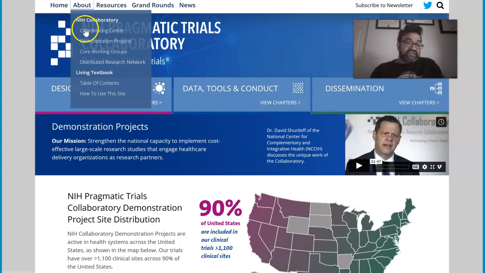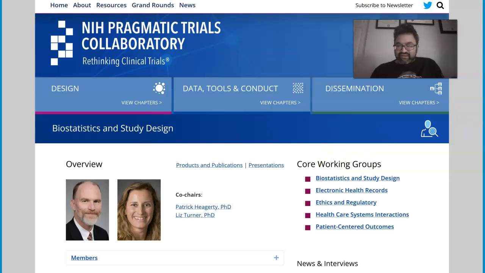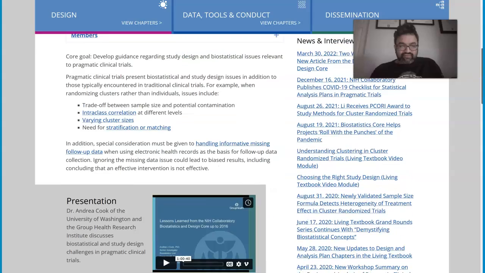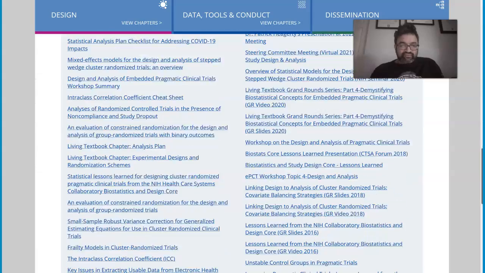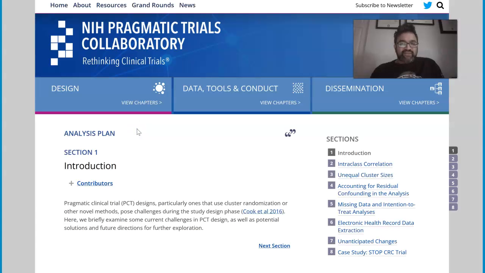So these are some demonstration projects which I encourage you to go through. Here's a core working group that's working on this. There's a biostats study design, and they create technical documents, and so these were the sections of the living document that these contributors were responsible for.